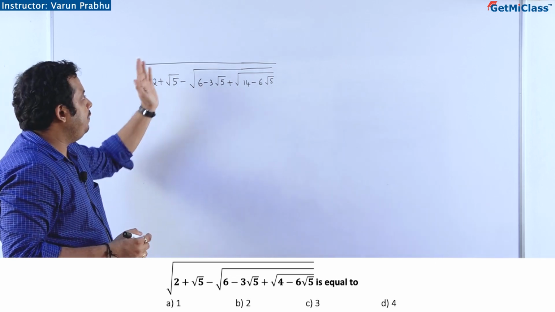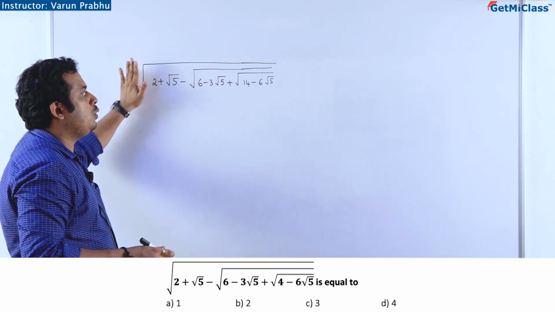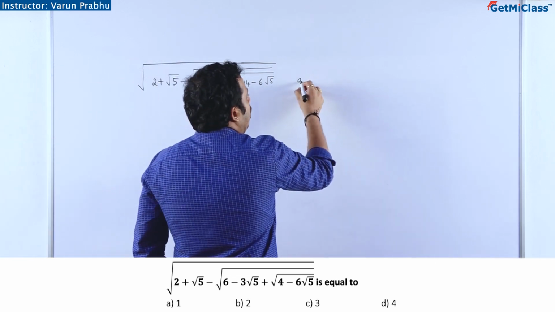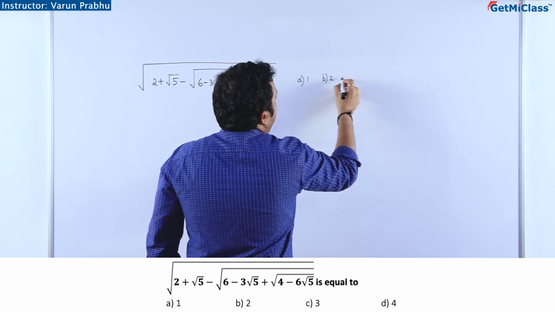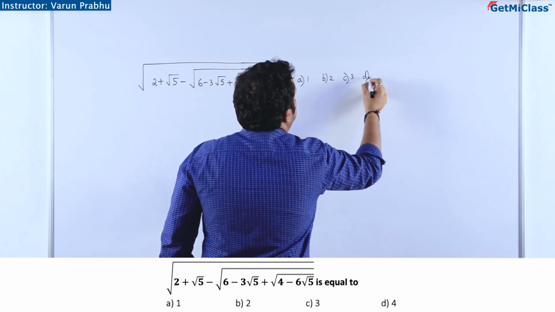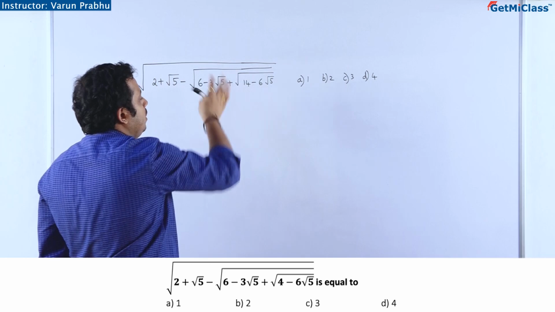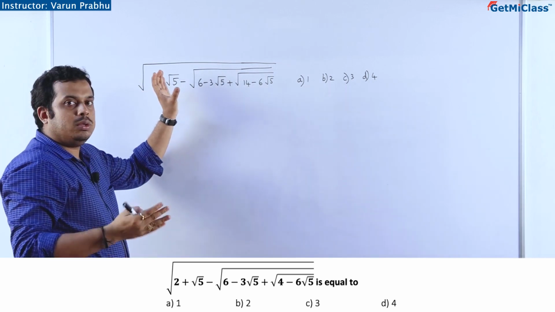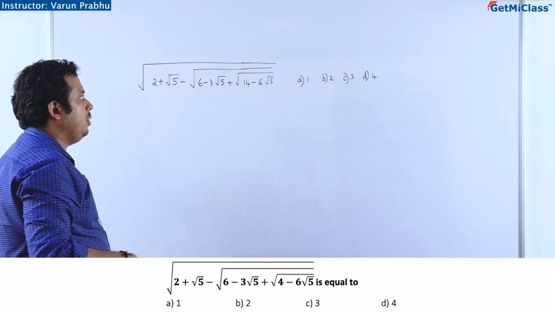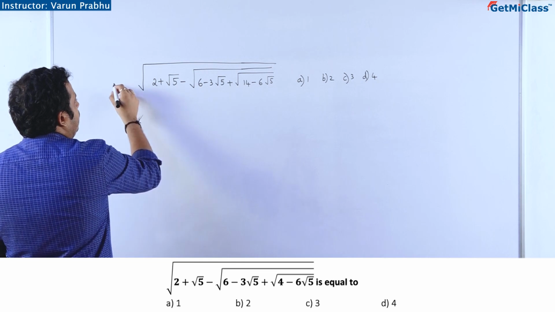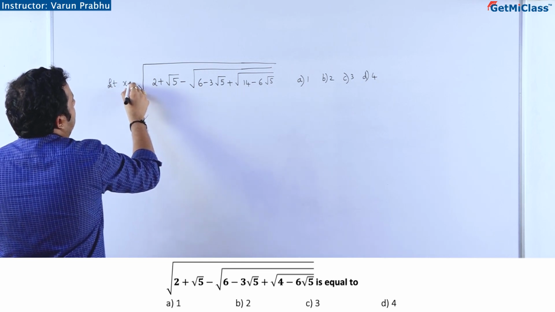Now the whole attempt of this particular problem is to nullify the square roots, because if you look at the options are A 1, B 2, C 3 and D 4, which means ultimately the final square root. Inside the final square root there has to be a perfect square number, that is understood, yes or no? What is this value equal to? Let me say the value is equal to x.